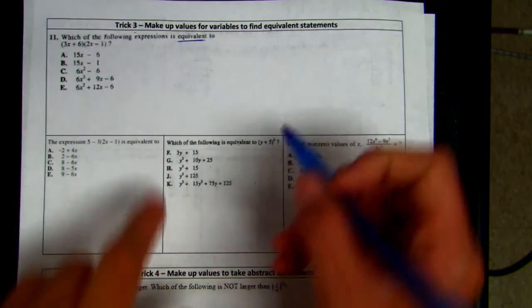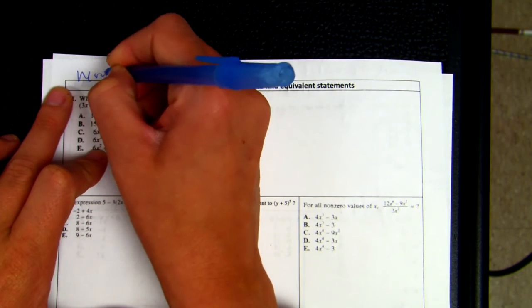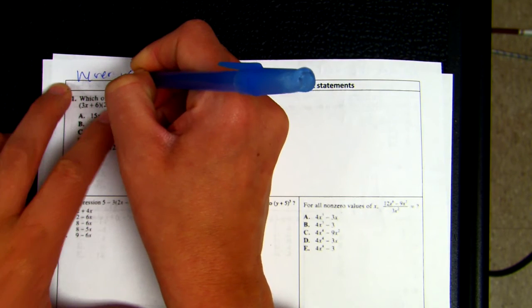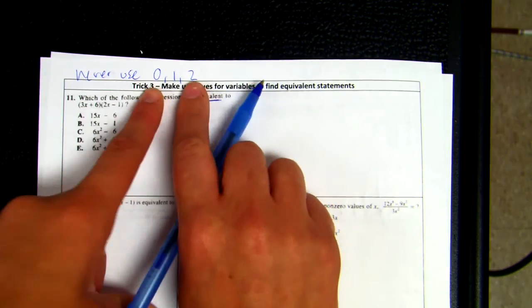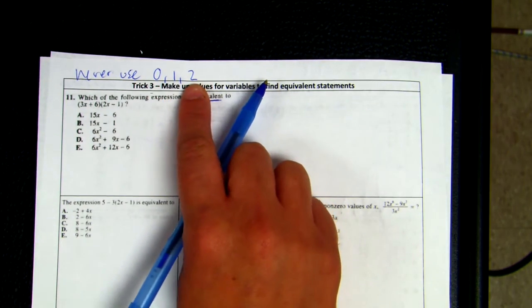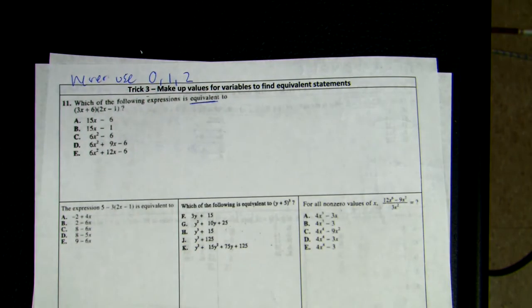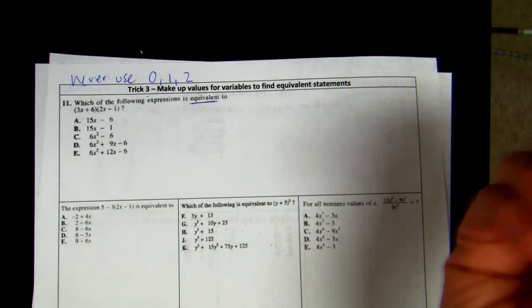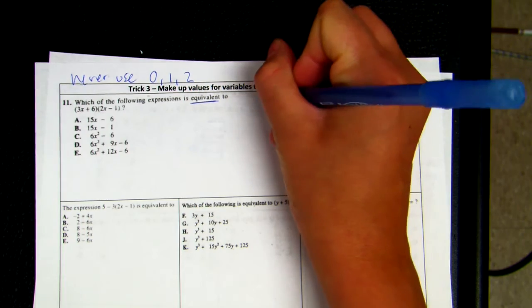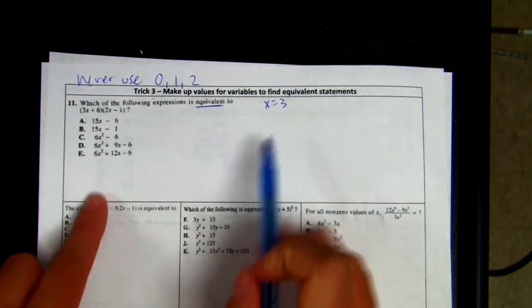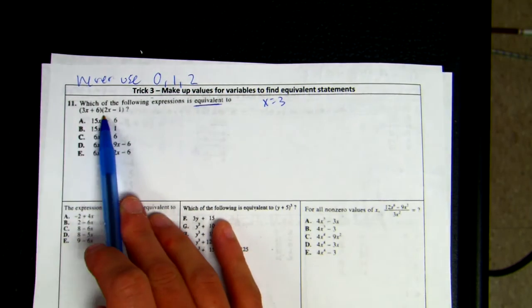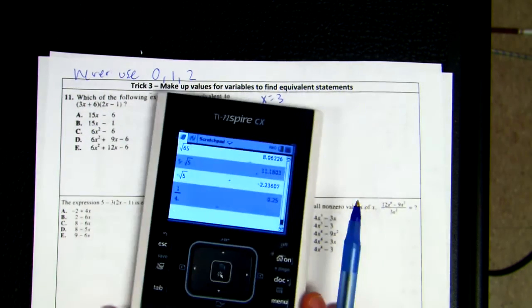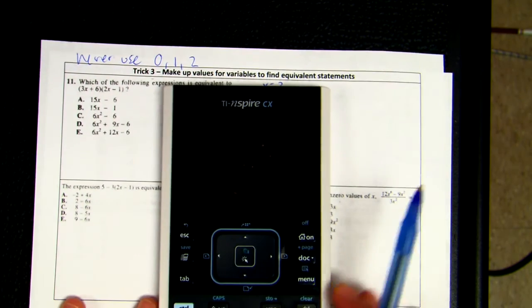So, except for never use 0, 1, or 2. These numbers have some interesting properties, so they can end up getting you the wrong answer. So never use 0, 1, or 2. I always use 3. So I'm going to say here that I'm going to make x equal to 3. So I'm going to use that to find my answer first. So I'm going to plug in wherever I have an x, I'm going to plug in 3.